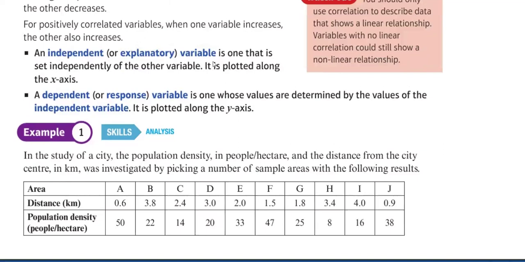An independent variable is one that is set independently of the other variable. It is plotted along the x-axis. A dependent variable is one whose values are determined by the value of the independent variable, dependent on the x-axis. Therefore, depending on the independent variable, it is plotted along the y-axis.